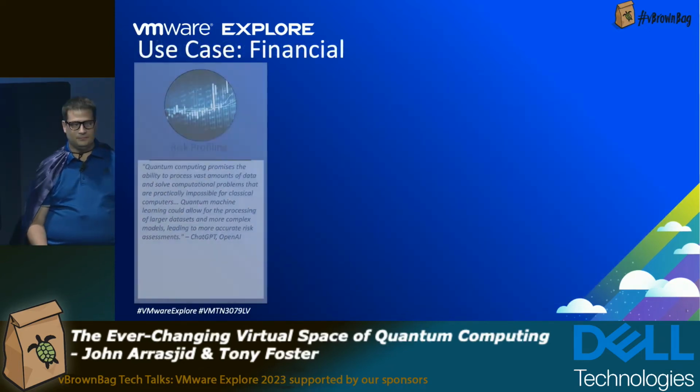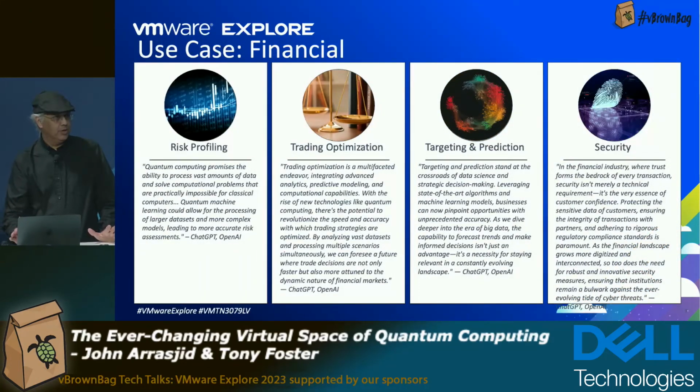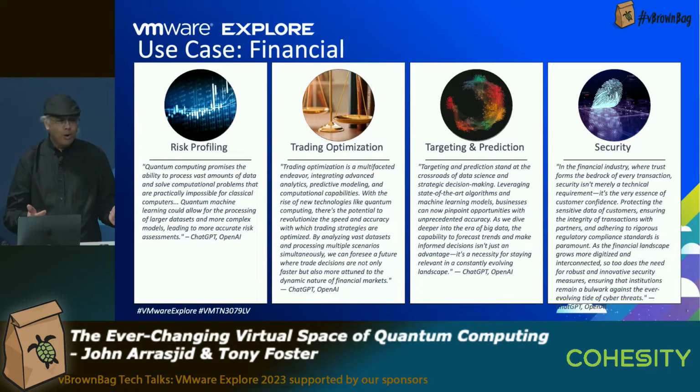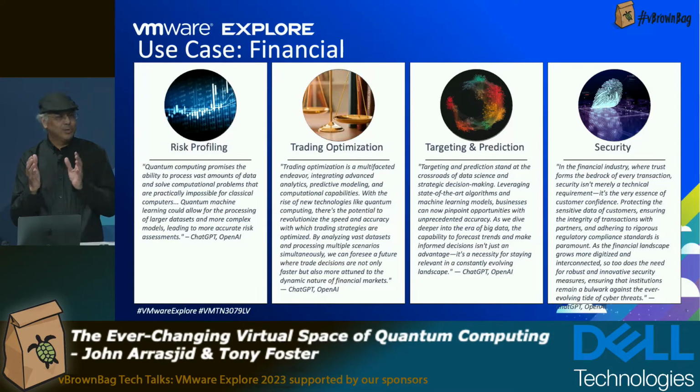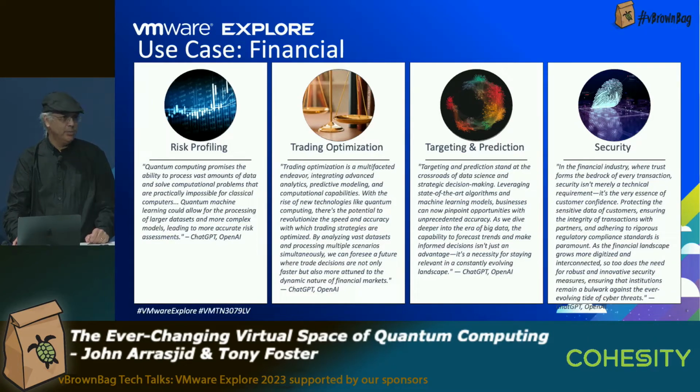Yep. So I want to talk about the use case in financial, or the set of use cases in financial. There's risk profiling, there's trading optimization, there's targeting and prediction, there's security. And I will tell you right now, as you can see, the definitions of these areas and the use cases, we use ChatGPT for this as an experiment because our ability to do this has some similarities to what you do in the OpenAI space. I'll let you read this later on just for time's sake, but we did validate all the info we got back from ChatGPT and agree with what we have on these definitions here.